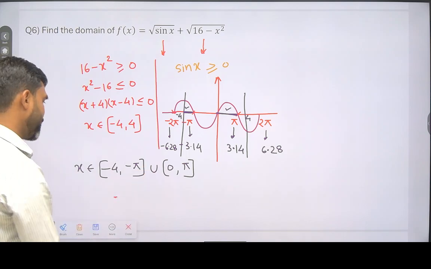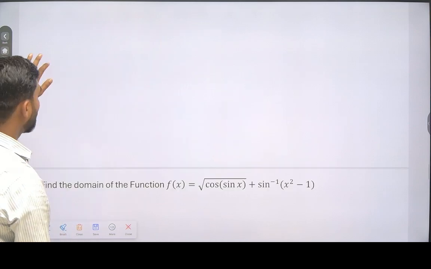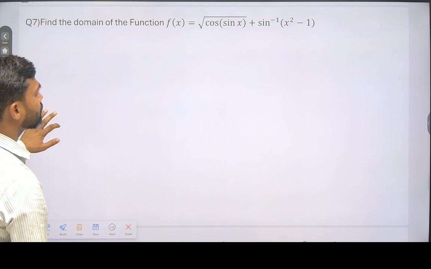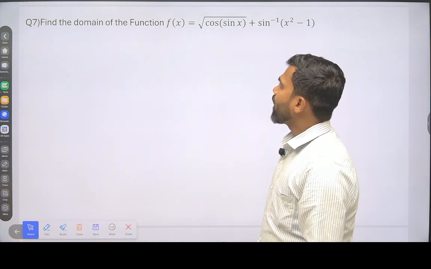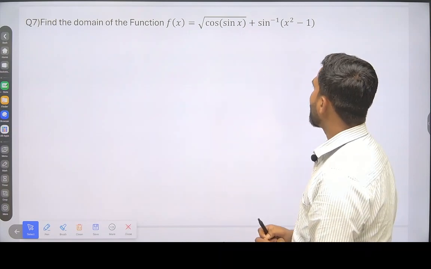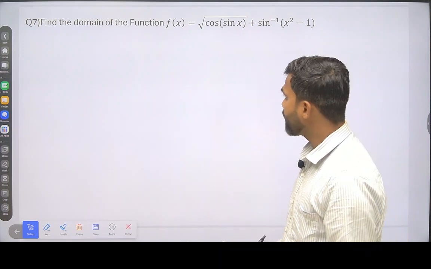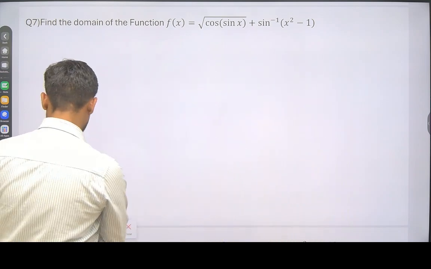Let us move to the next example. I hope it is clear. Very easy. Okay. Now we have got this question number 7. See here. Find the domain of the function cos inverse root cos sin x plus sin inverse x square minus 1, right? So again we have to find the domain separately. So see here.